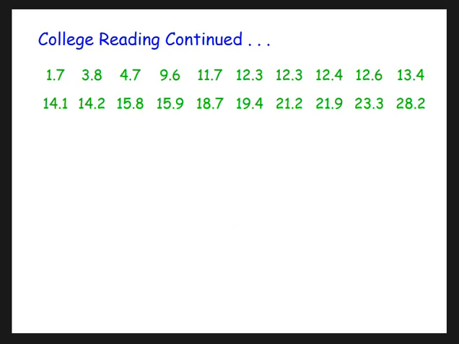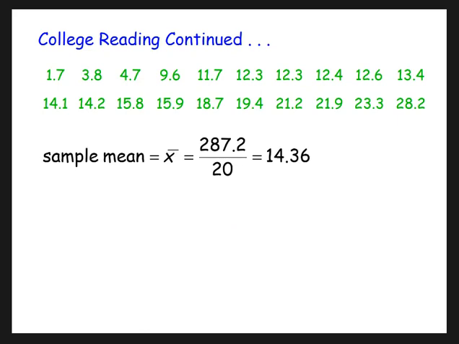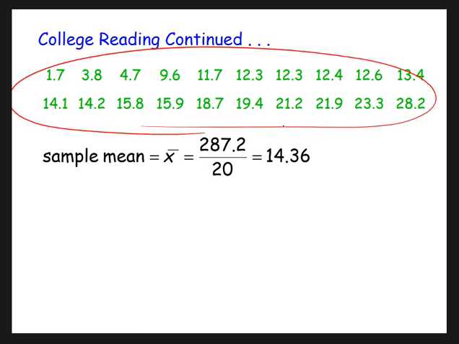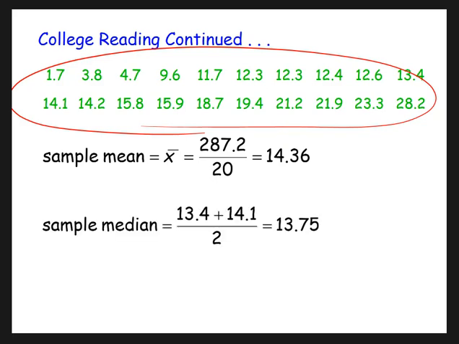So continuing with this set of data, we'll calculate the sample mean. We add those up, we get a total of 287.2. Divide by 20 because there were 20 numbers in that list. We get a sample mean of 14.36. The median of that sample is 13.75. We put them in order smallest to largest, and we find the two middle numbers, since there's an even number, and the median is between those.